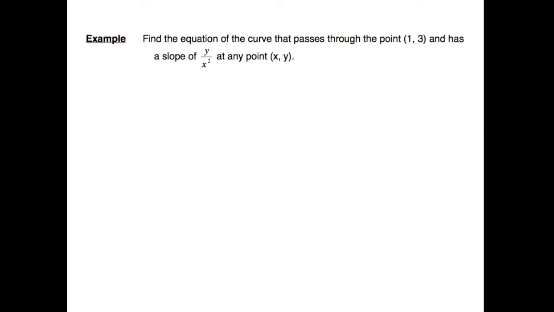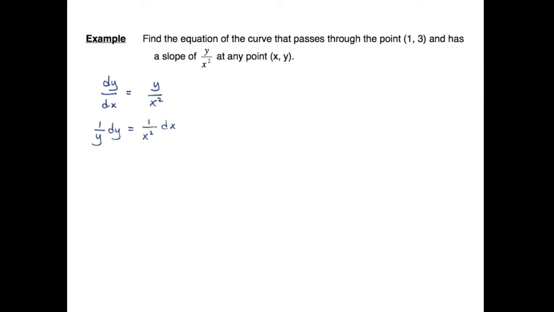Find the equation of the curve that passes through the point (1, 3) and has a slope of y over x squared at all points (x, y). If the slope is y over x squared, it means the derivative is y over x squared. This is what I write here. The derivative dy/dx equals y over x squared. We can separate the variables. So 1 over y dy equals 1 over x squared dx.